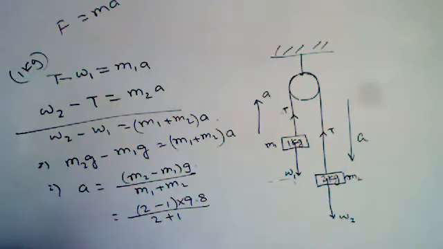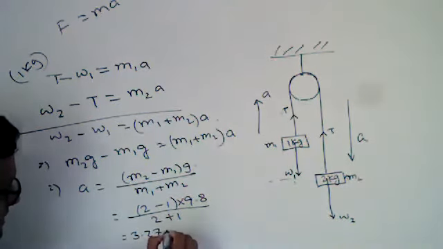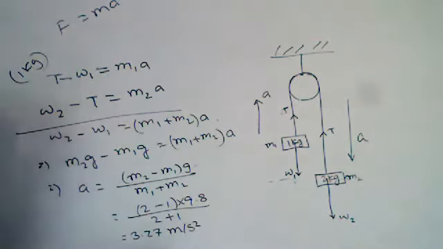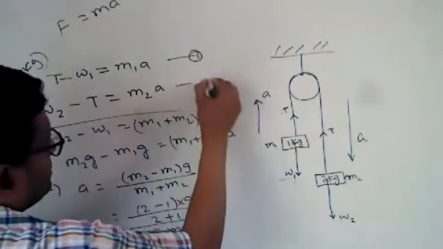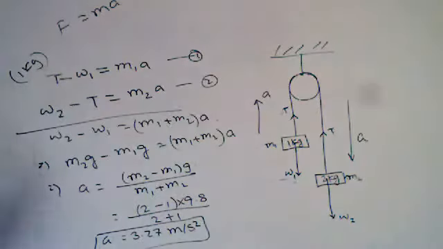9.8 by 3, so it will be 3.27 meter per second square. This is the acceleration. Putting the value of A in equation number 1, this is equation number 1 and this is equation number 2, then we can calculate the tension.